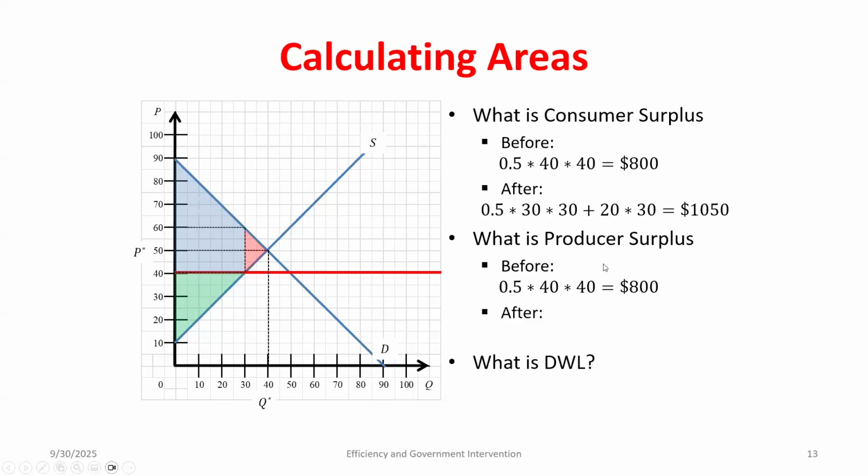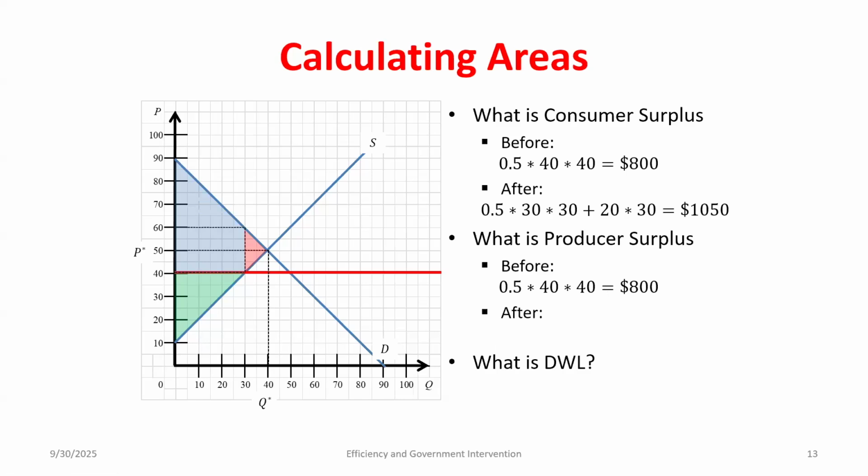So what was producer surplus before? Well, what's the equilibrium price and quantity? The quantity was 40. That's always going to be the base of our triangle without any government intervention. The difference between that supply curve where it starts and that equilibrium price is also 40. So I had an example here where producer and consumer surplus started out as the exact same amount.